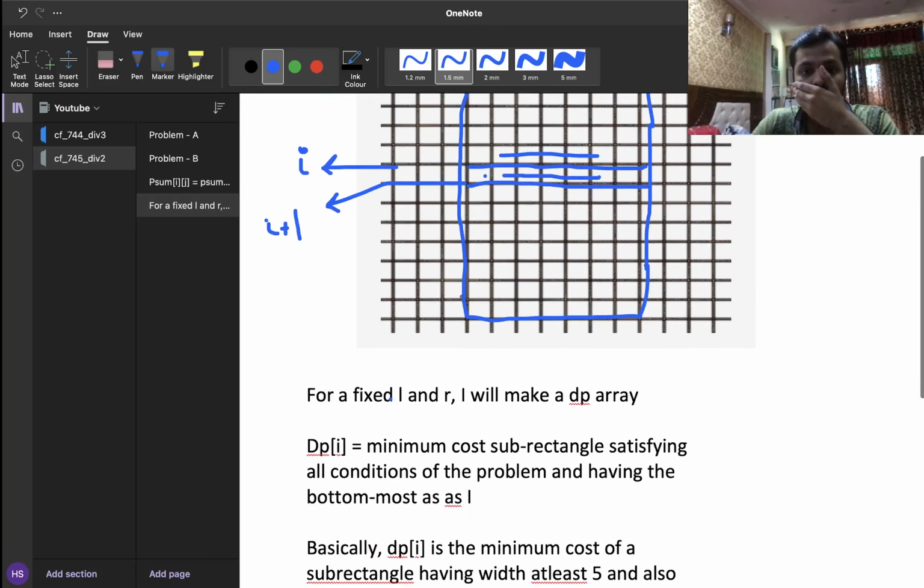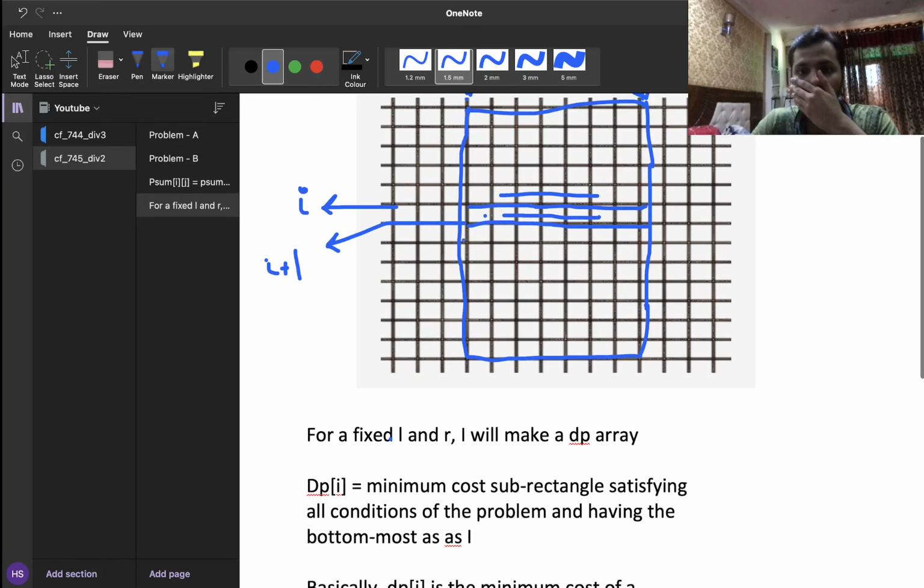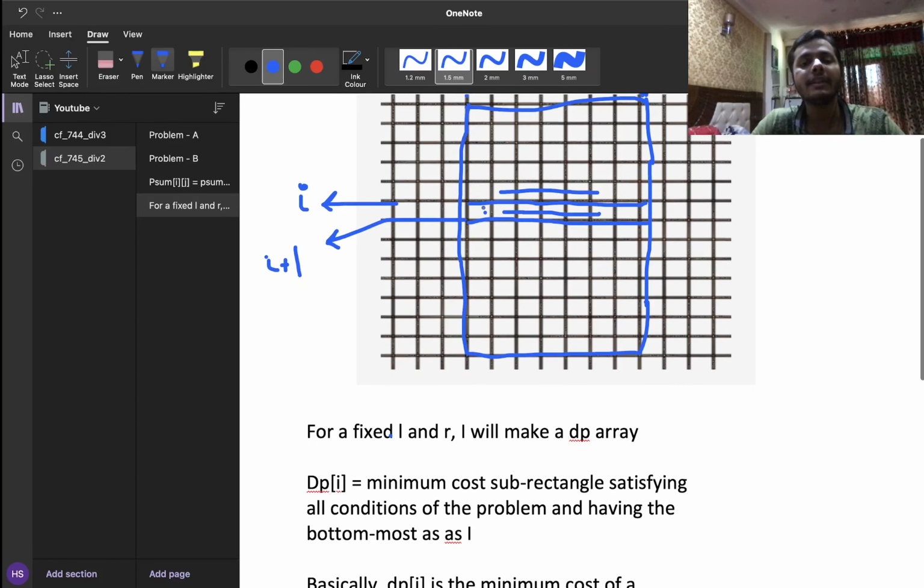So the rectangles having their width at least 5 and ending at the row I plus 1 can be of two types. They are the rectangles having width strictly greater than 5, and a single rectangle having width exactly 5, right? So if a rectangle has a width greater than 5 and its base is I plus 1, that rectangle was already being considered in dp of I, because if its width is 6 and above, and the base is I, then its width becomes 5 and above, right?